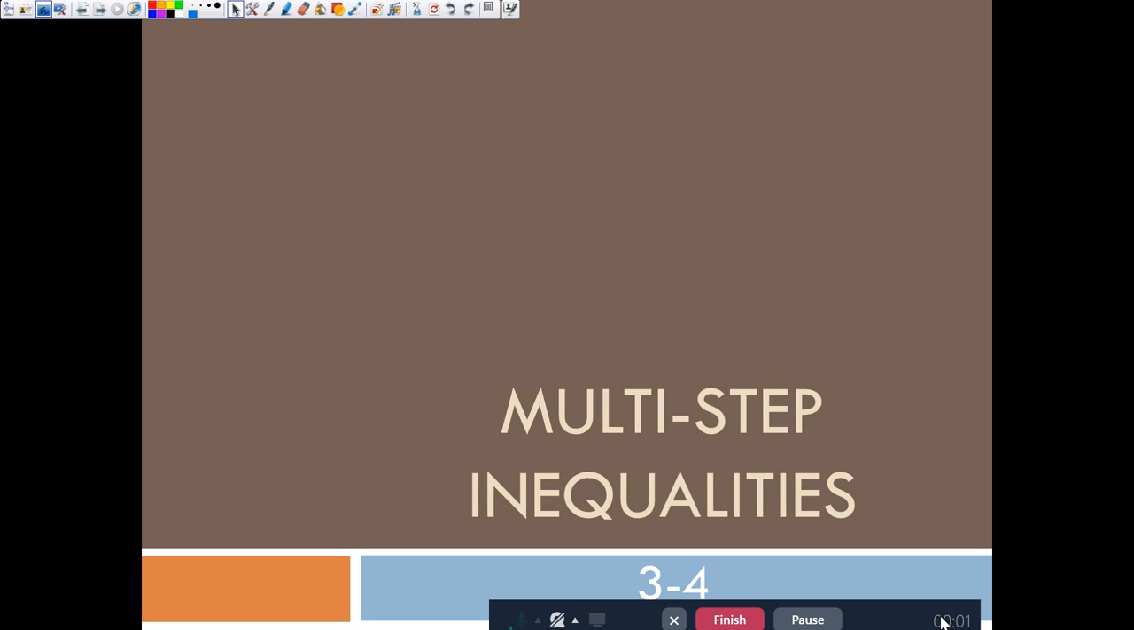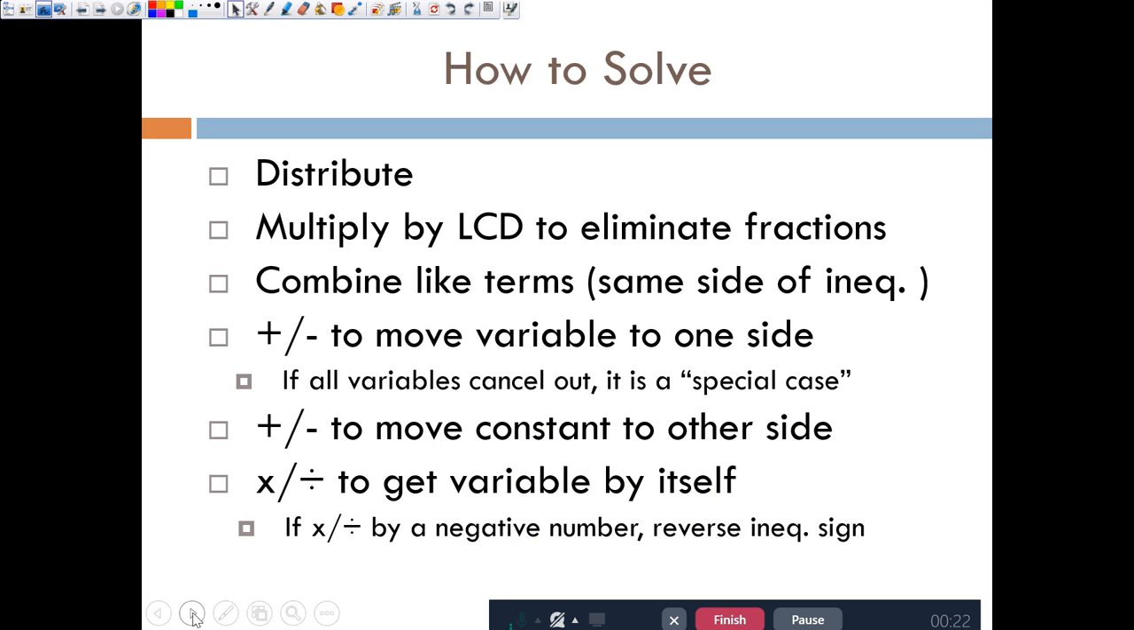So just like solving one-step inequalities, we're going to be solving multi-step now, just like multi-step equations, where there's going to be steps for solving. Last night's homework was only one step, you only had to do one thing in order to solve the equation. Now you're going to have to do multiple things, so it's called multi-step. The steps for solving multi-step inequalities are extremely similar to multi-step equations.